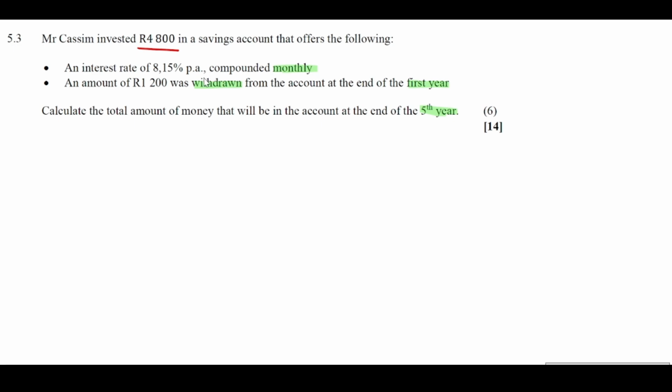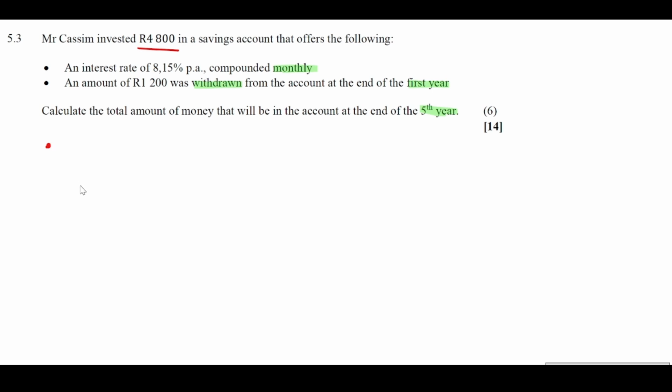Okay, let's see how we have done this. There are two ways that we can do this. We can calculate the money for 5 years, and then subtract the money for 4 years, because it was only withdrawn once. Or we can calculate the money for the first year, then withdraw the 1,200 rand, use the remaining amount and calculate it for the remaining number of years. So I'm going to go with the second option. It makes more sense.